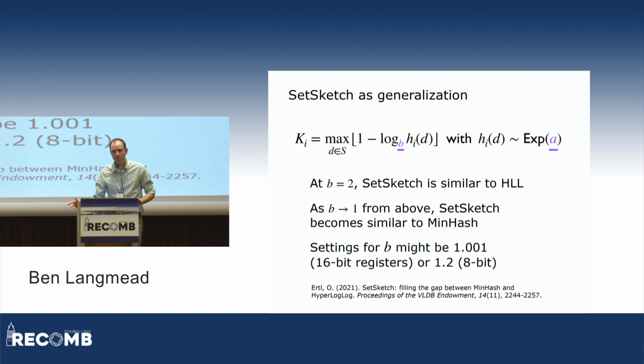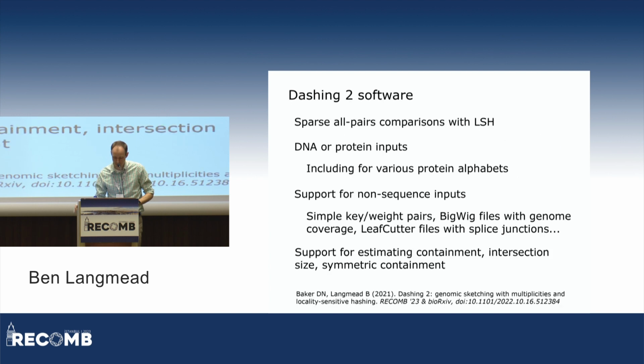Set sketch can be considered a generalization of some of the prior approaches. So for example, if you set the b parameter, which is the log base, to 2, then what you have is something very similar in spirit to the HyperLogLog. As b approaches 1 from above, you have something that approaches MinHash in spirit. But typical settings for b are probably going to be determined by practical considerations like how many bits you want your registers to fit into. And so two typical settings for b are shown here.